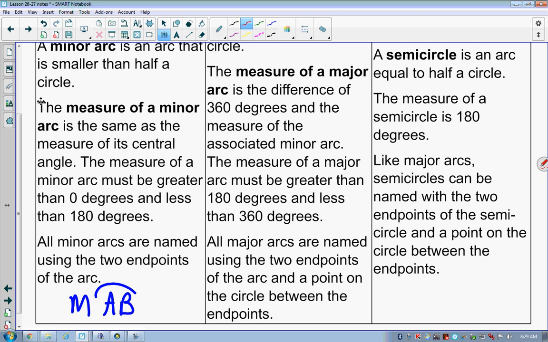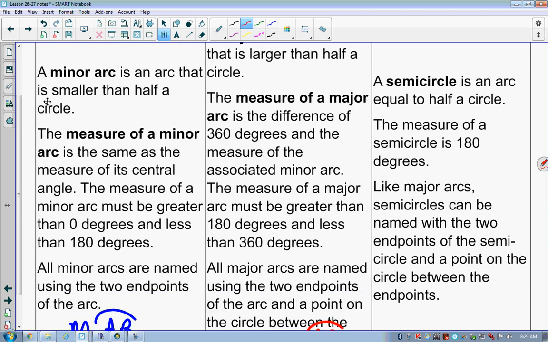But if we said, what is the measure of arc ABC, I know that that's got to be a major arc because it's including 3 points. All right, anybody have any issues with the difference between minor and major arcs? Okay. Then we have a semicircle.